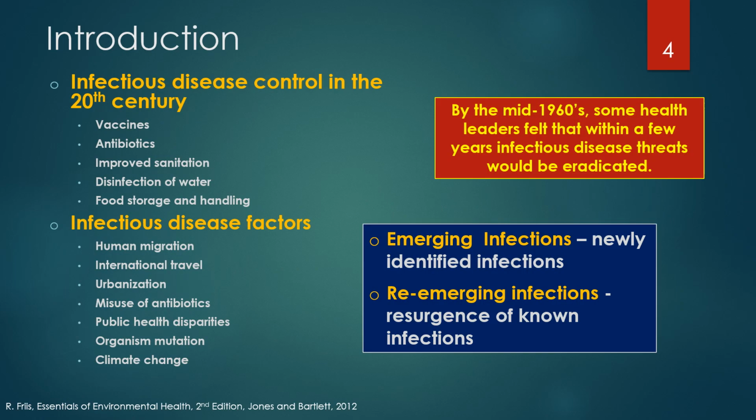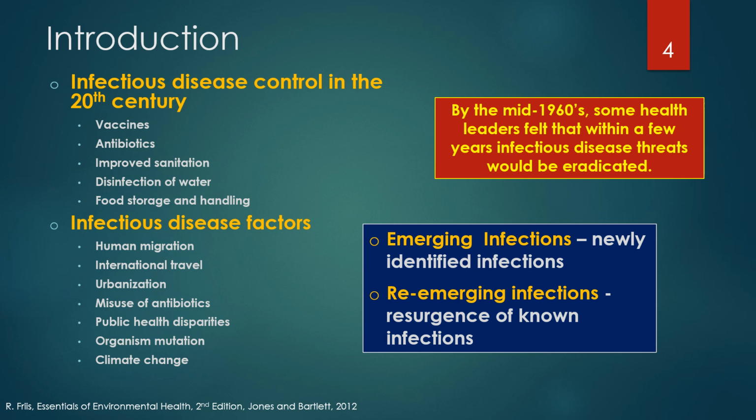Medical and public health made great strides to control infectious diseases in the 20th century, including the development of numerous vaccines, antibiotics, improved sanitation, disinfection of water, and improved food storage and handling. By the mid-1960s, some health leaders felt that within a few years, infectious disease threats would be eradicated.